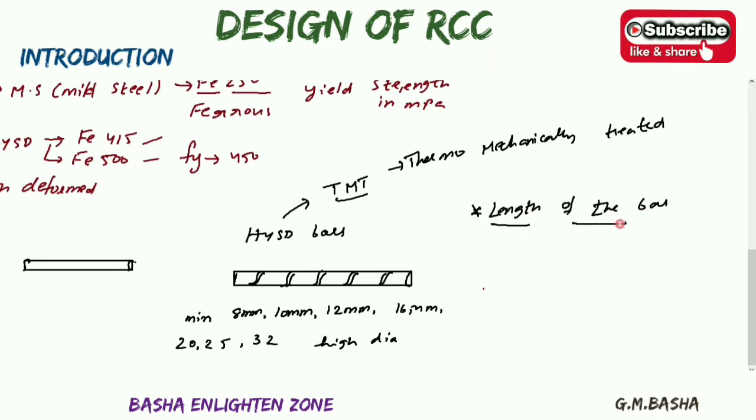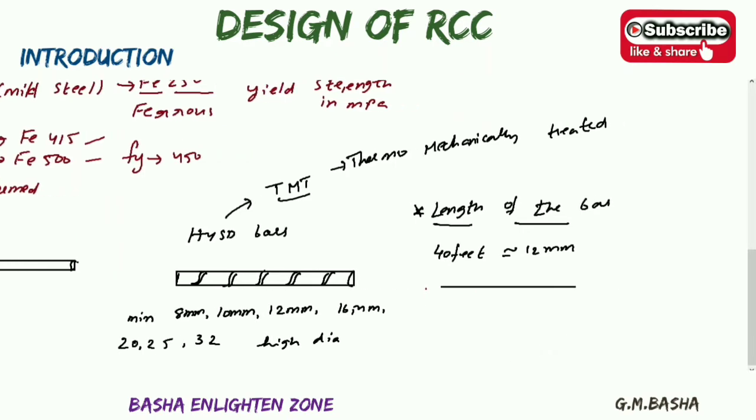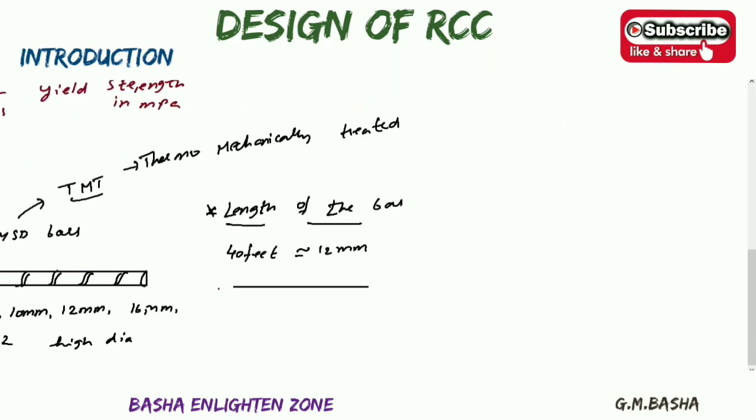So what is the length of the bar? The length of the bar will be 40 feet, or 12 meters. If it is a straight bar, it will be 40 feet or 12 meters. Otherwise it will be in the form of a U shape, like this, or a U bend.